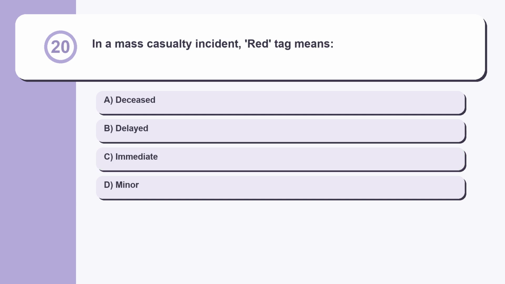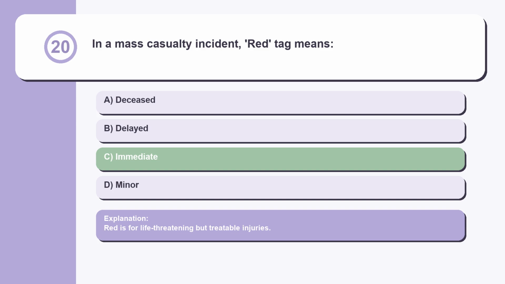Question 20. In a mass casualty incident, red tag means deceased, delayed, immediate, minor. Red is for life-threatening but treatable injuries.